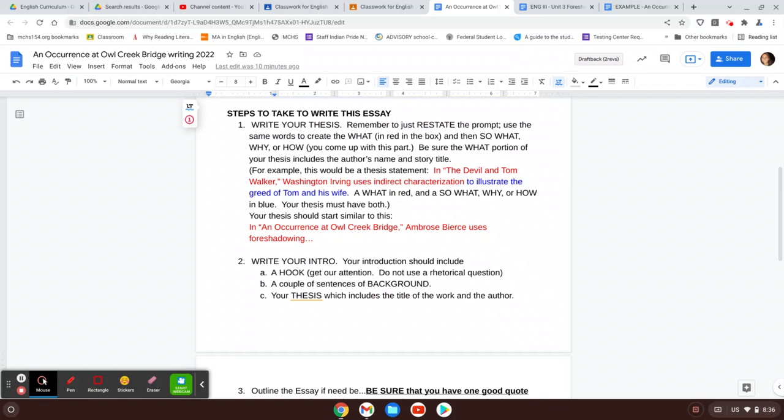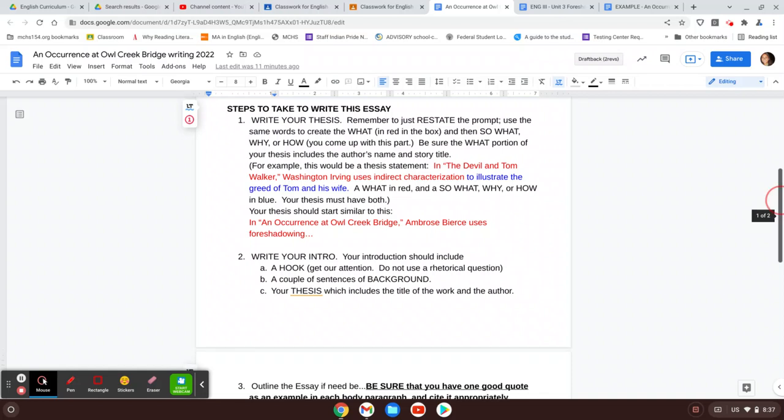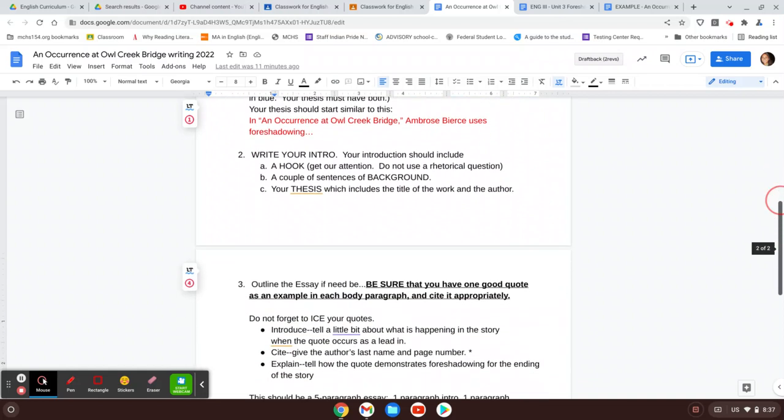So your thesis is always an argument. In this story, you're going to basically just say, in An Occurrence at Owl Creek Bridge by Ambrose Bierce, he uses foreshadowing in order to hint at the surprise ending of the short story. So that's your argument. So you're going to prove that he uses foreshadowing to kind of hint to us the ending. The next step you're going to take is to write your introduction.